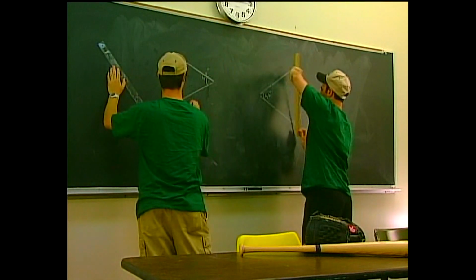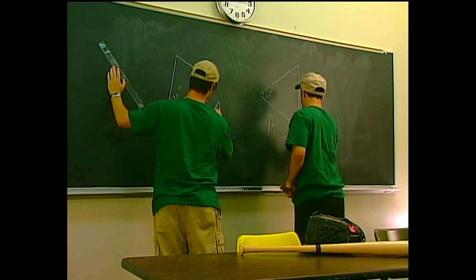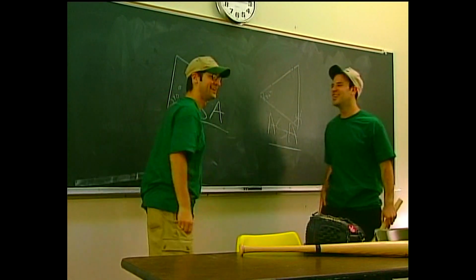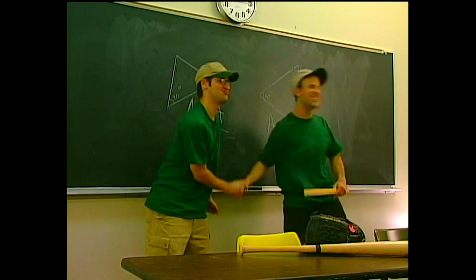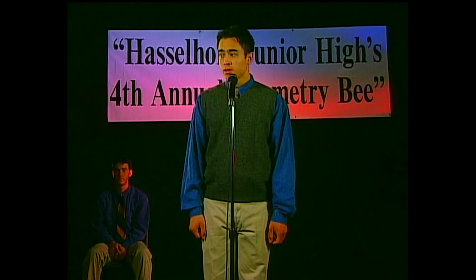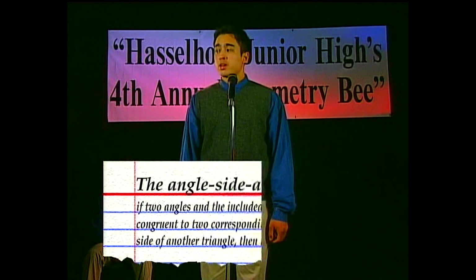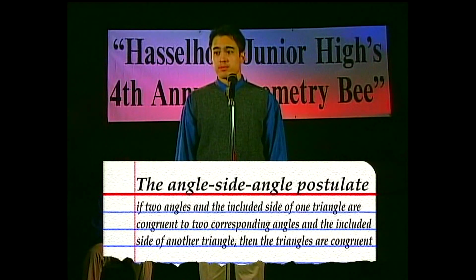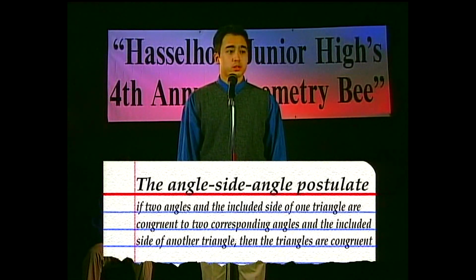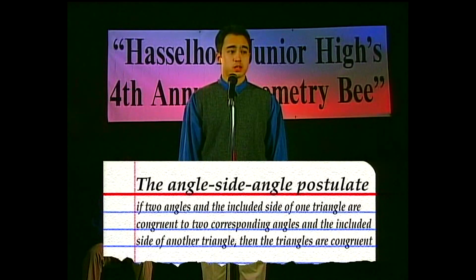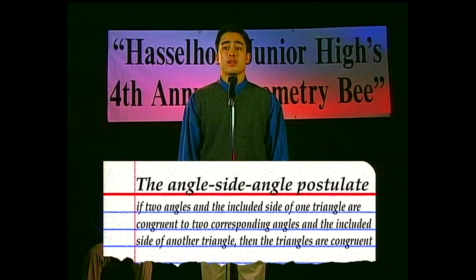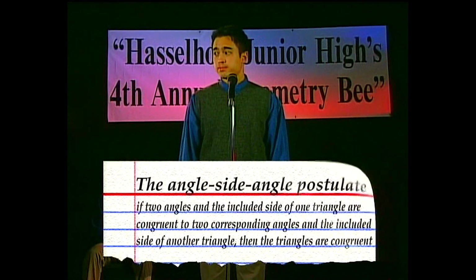We have illustrated the following important postulate of geometry, the angle side angle, or ASA postulate. Angle side angle postulate. If two angles and the included side of one triangle are congruent to two corresponding angles and the included side of another triangle, then the triangles are congruent.